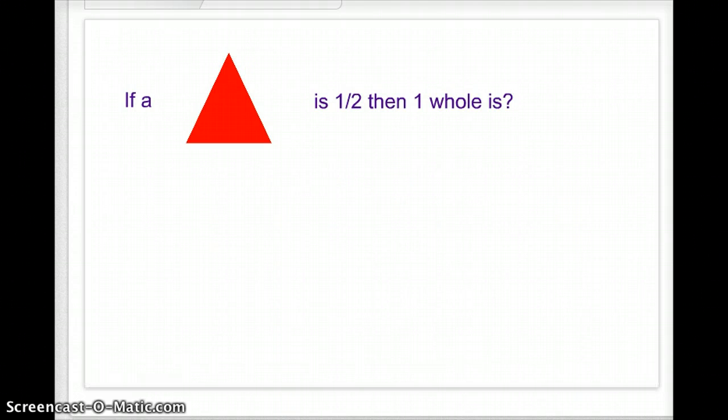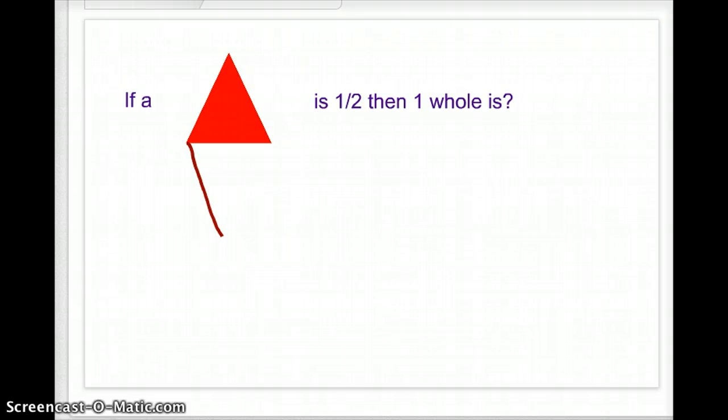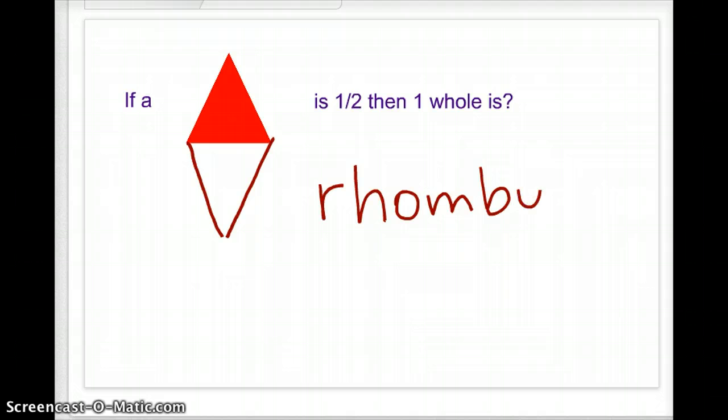If one triangle is half, then a whole is what? Well, this right here shows us that we have 1 out of 2 pieces. So we need to add one more triangle onto this triangle to make our whole. So really, in this case, our whole is a rhombus. You can see we have 1, 2 triangles.